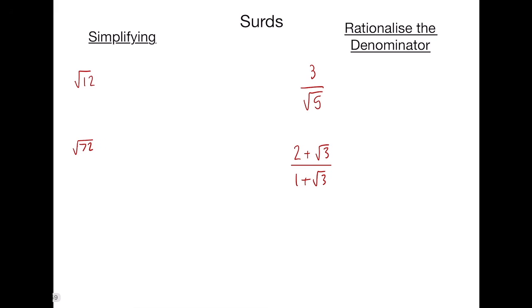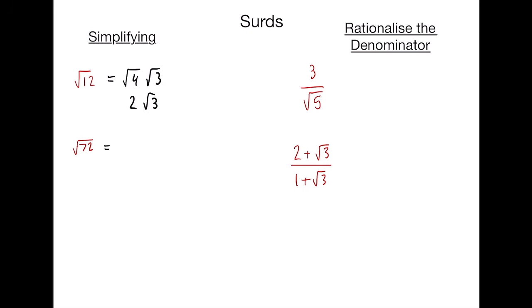Next on our list, we have surds. Starting off with simplifying surds, what you want to do with these is to find the biggest square number that goes into the number, in this case 12. The biggest square number that goes into 12 is 4, so we write root 4, root 3, because 4 times 3 makes 12. Now we know the square root of 4 is 2, so that would quite simply just be 2 root 3.